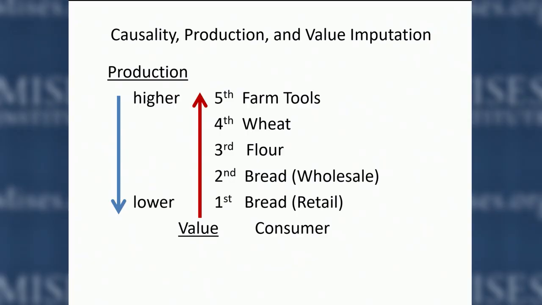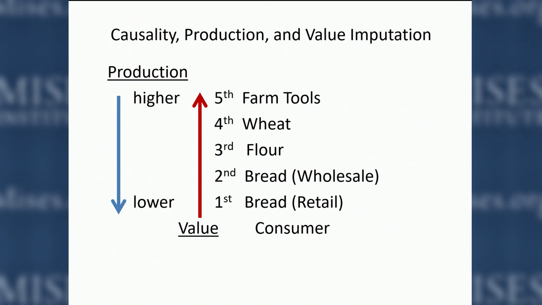But how does value get attached to the iron ore mine? Okay, the classical school said because these things are expensive to produce, it's the expense of producing the things that cause the value. So if we look at this example, production goes from the higher order. Now we have farm tools, wheat, flour, bread, bread that's at the retailer, and then the consumer, okay?